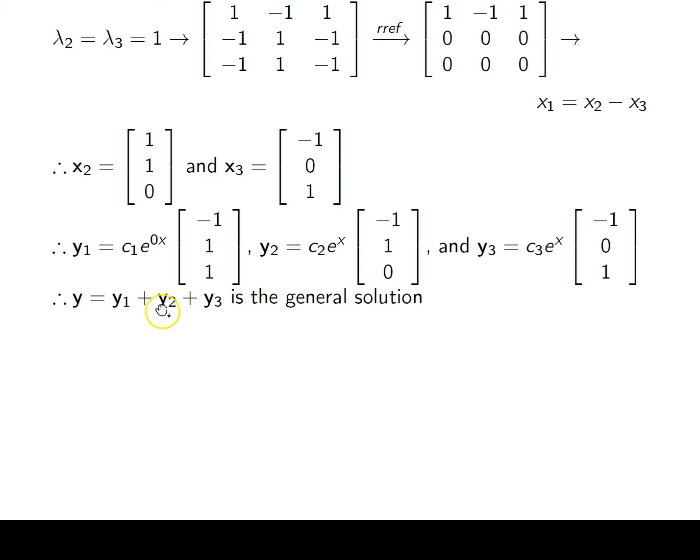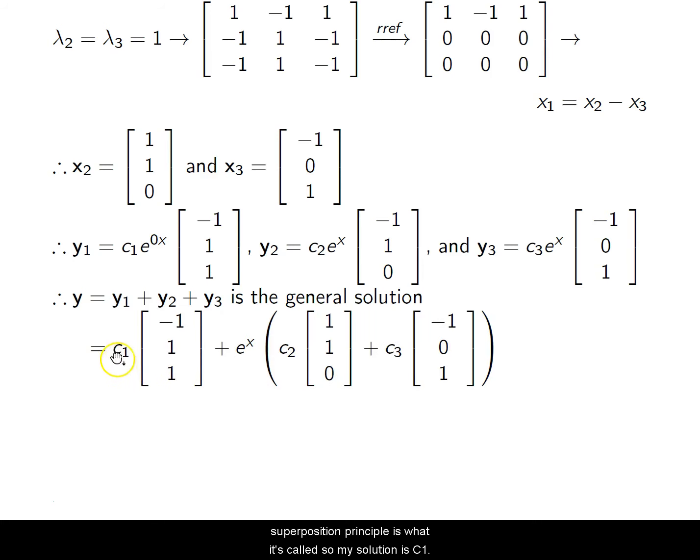My general solution then is the addition of these three solutions, right? So that's the linear combination. My superposition principle is what it's called. So my solution is C1 times this vector, because e to the 0, no matter what value of x I get, is just a constant. So I have C1 constant, negative and positives for the different cases. I have e to the x because it's a common term for this solution. One is times the constant C2, the other times the constant C3, so I can pull out the e to the x, and I can put these two together because I'm just adding them, right? So this is what I would call my solution.